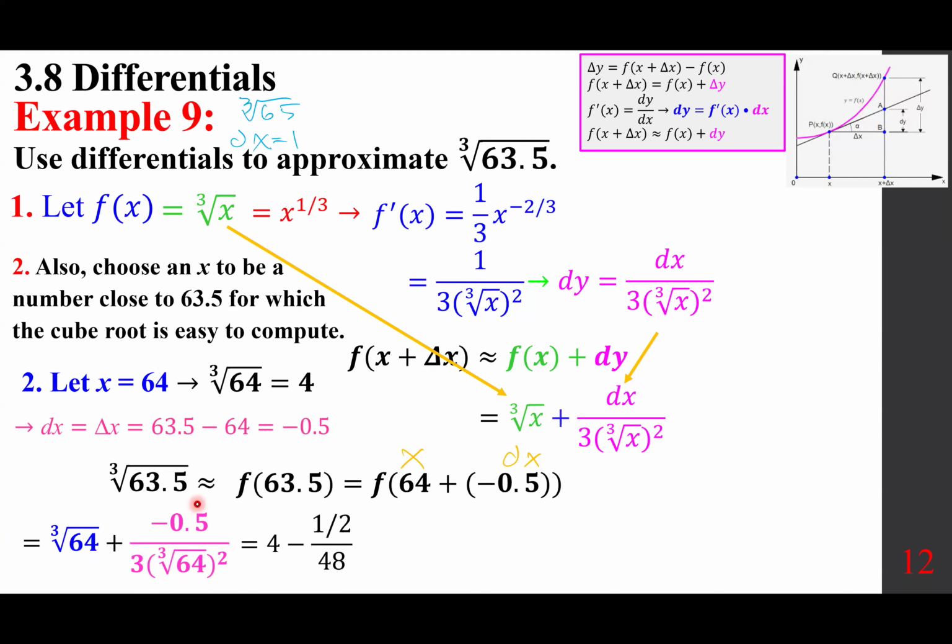Why am I changing this to a fraction? Because I don't want to use a calculator. I want to show you, remember, 1/2 over 48 means 1 over 2 times 48, that means 1 over 96. 4 minus 1 over 96 is 3 and 95 over 96. I want you to first pay attention to this part. It does not require any calculator, everybody. Then I'm using a calculator for a reason.